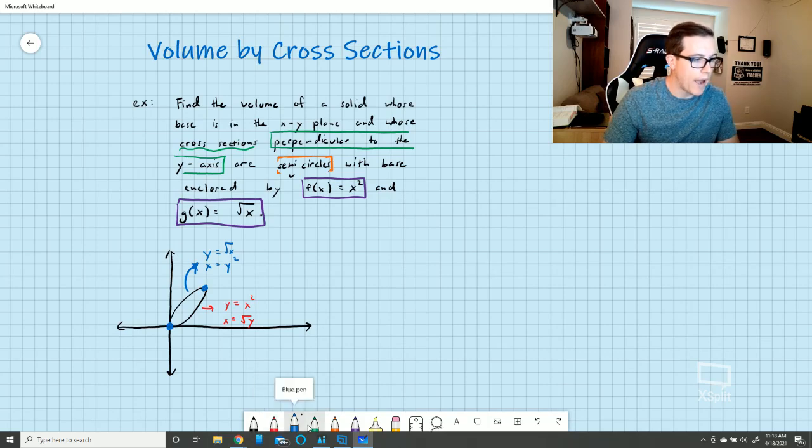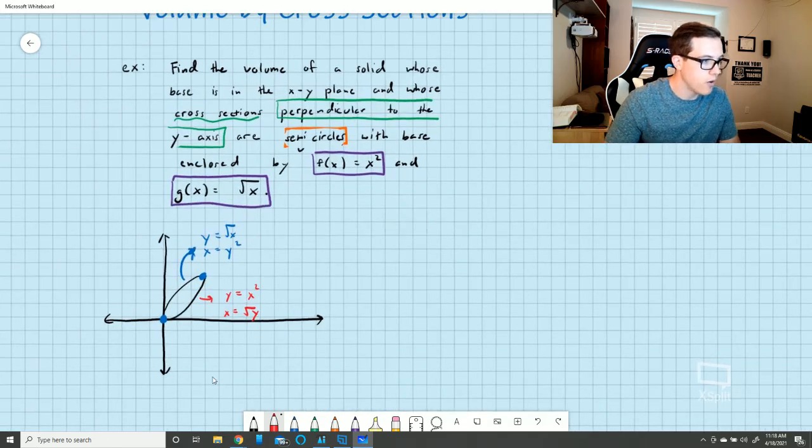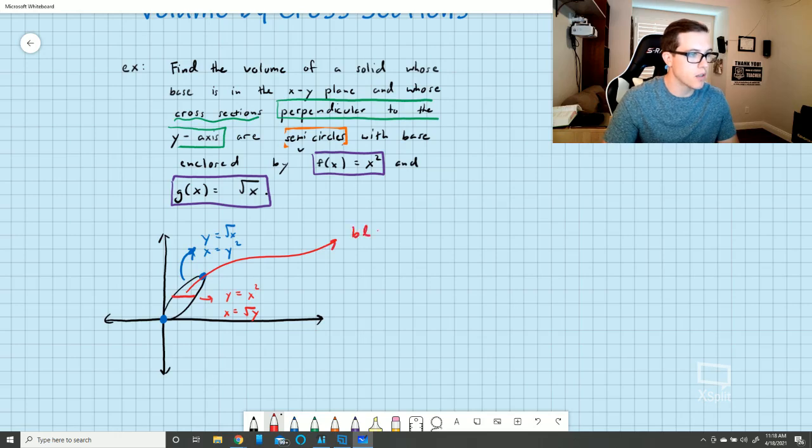Perpendicular to the y-axis. That means your cross sections are going to go this direction. That's a cross section this time, perpendicular to the y-axis. So that thing in red is going to be your base length, which is going to need to be right curve minus left curve. And then area, so we can start our setup.